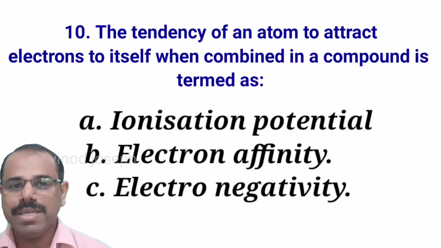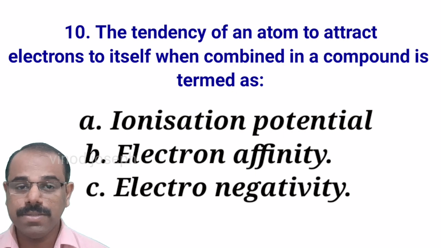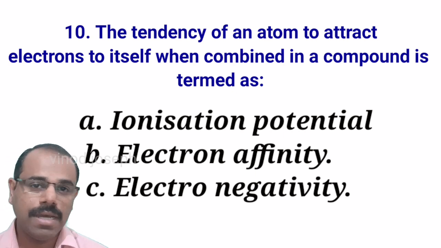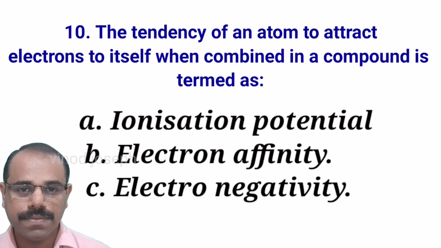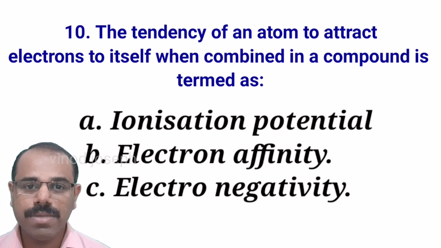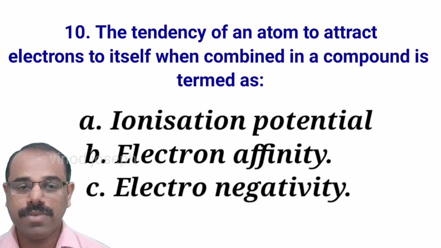Molecules are formed by sharing of electrons. The purpose is to form an octet by attracting electrons itself. Electron affinity means energy released from an atom so as to form an ion. That is the difference.